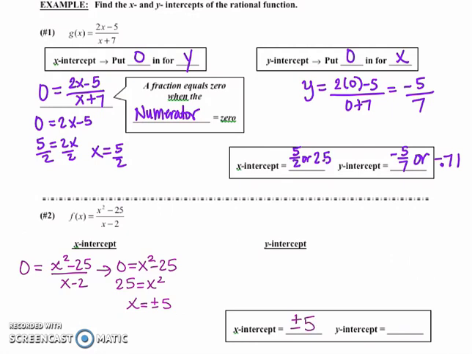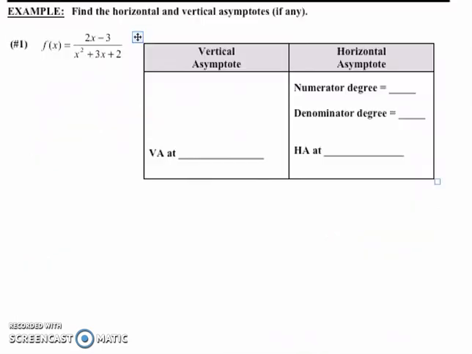Our y-intercept is when x is 0. So this is going to be 0 squared minus 25 upstairs and 0 minus 2 downstairs, which simplifies to negative 25 over negative 2, which would become positive 12.5. All right, so now let's talk about asymptotes. We just reviewed x-intercepts and y-intercepts.